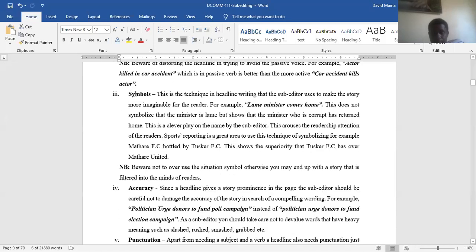Also, the other thing to note is symbols. And a symbol is the technique in headline writing that the sub-editor uses to make the story more imaginable for the reader. We've been given an example, like for example, lame minister comes home.